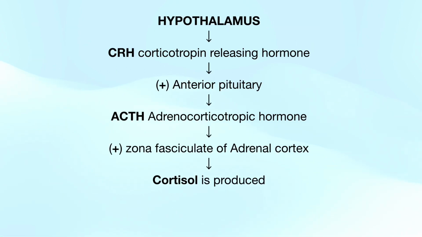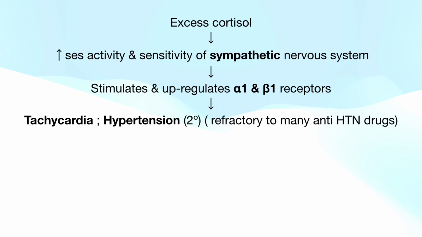Now, let's talk about how cortisol is produced. Hypothalamus, it secretes corticotropin releasing hormone. This hormone, it stimulates anterior pituitary gland. Then, anterior pituitary gland, it secretes adrenocorticotropic hormone which stimulates zona fasciculata of adrenal cortex, which leads to production of cortisol. When there is excess of cortisol in the body, it increases the activity and sensitivity of sympathetic nervous system.